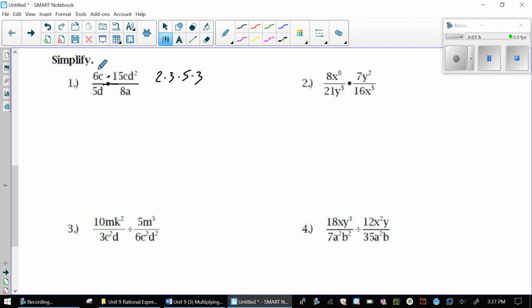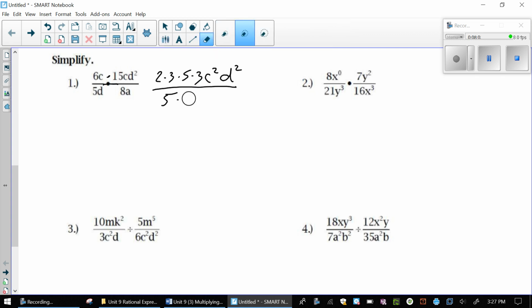So see, all I did was break down the 6 into factors, break down the 15 to factors. And now there's no C's on the bottom, so on the top I'm just going to do C times C, C squared, and then D squared. Okay, this is review from before with our exponent rules. So now we have 5 times 8 on the bottom. Okay, now notice I don't have an 8 on the top, but I do have a 5 on the top. So let's break down that 8 instead of rewriting it.